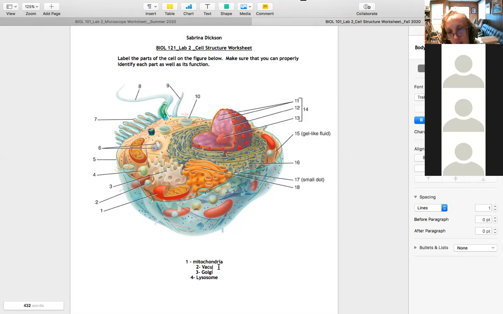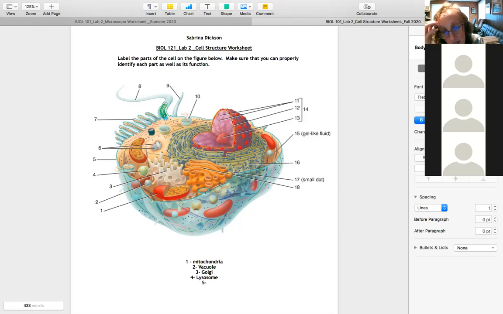How do you spell vacuole? You have most of it there. V as in Victor, A as in Alpha, C as in Charlie, U as in Uniform, O as in Oscar, L as in Lima, E as in Echo. Yeah. And that's for two and the one over here, even though that's not labeled? Yes. And 5.